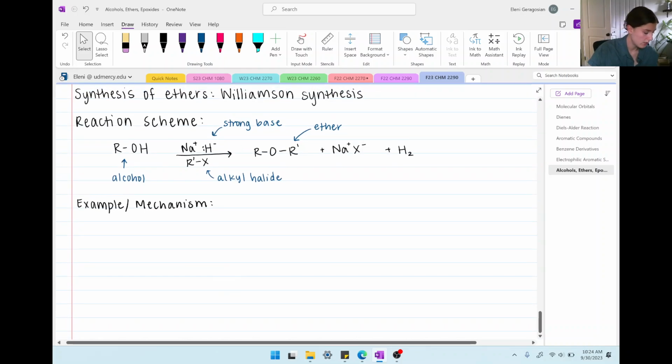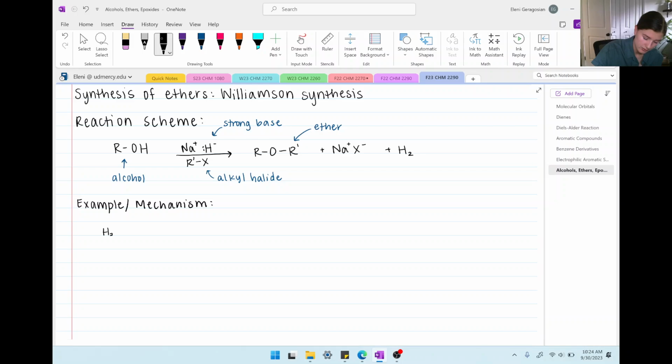So let's say we start with, we'll just do methanol. We add the strong base. Note that sometimes in ionic compounds, the ions, so the positive charge on sodium, the negative charge on hydrogen, are shown. Sometimes they're not shown. Both are acceptable in chemistry, so when you're looking at a problem, you might see the charges, you might not.